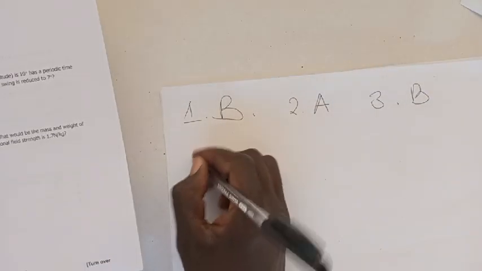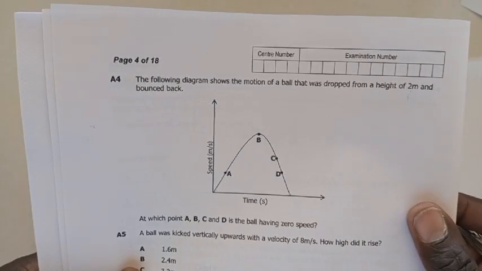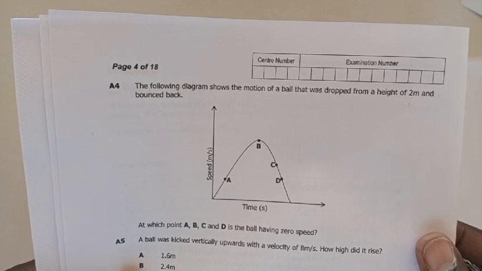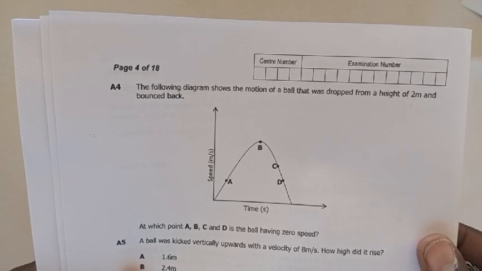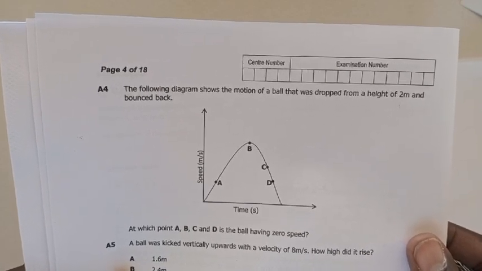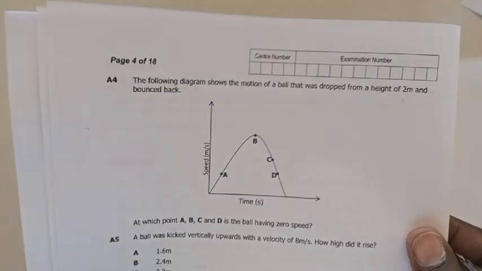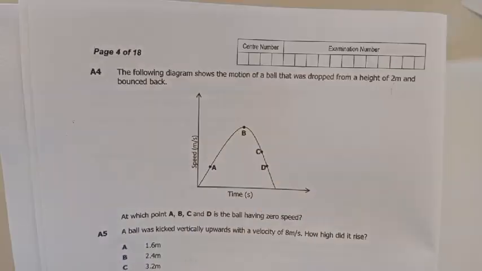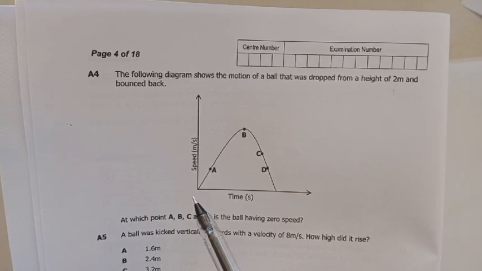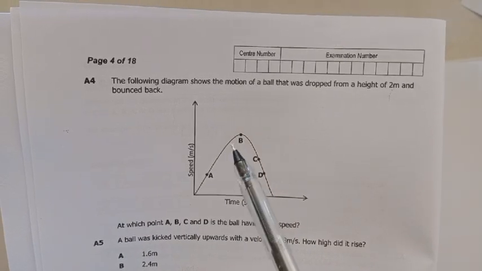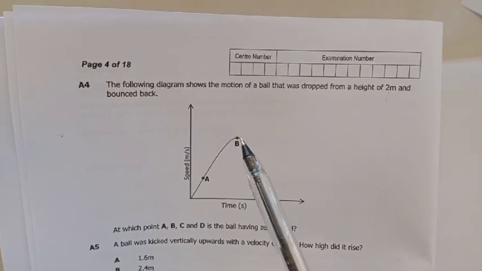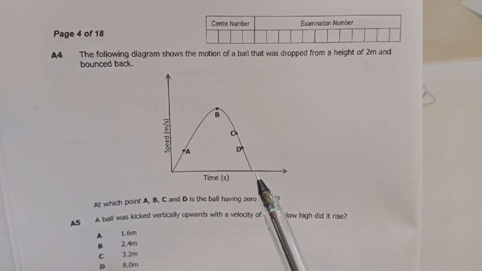We move on to question 4. Question 4 reads, the following diagram shows the motion of a ball that was dropped from the height of 2 meters and bounced back. Okay, so before we even go any further, the ball was dropped, and as it was dropping, it reached a point where it was 0, and then it bounced back like that.